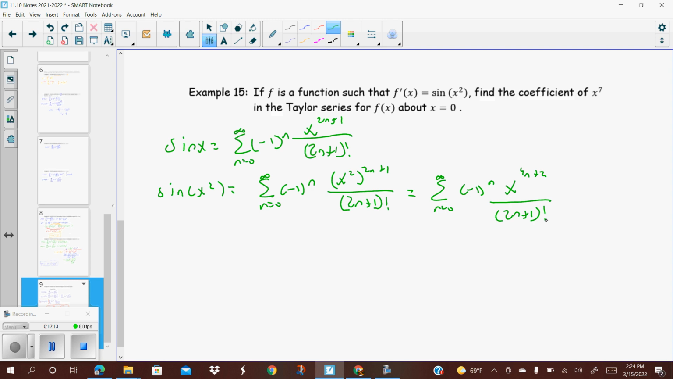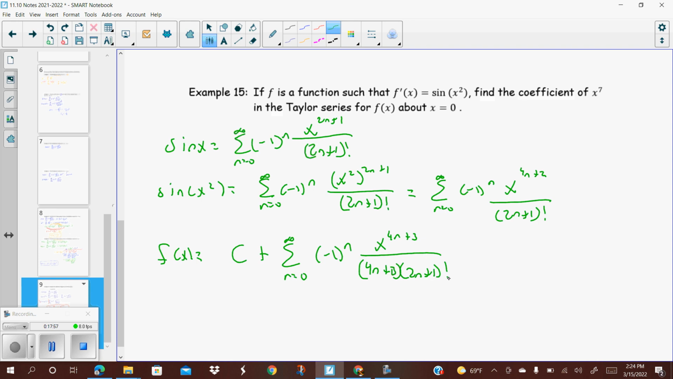But that's an expression for f prime. If I want to get back to f, we're going to have to take an antiderivative. So f of x is going to be the antiderivative of what we just found. And the antiderivative is going to be some C plus the sum from n equals 0 to infinity, negative 1 to the n, raise the power by 1, so x to the 4n plus 3 divided by 4n plus 3 times 2n plus 1 factorial.